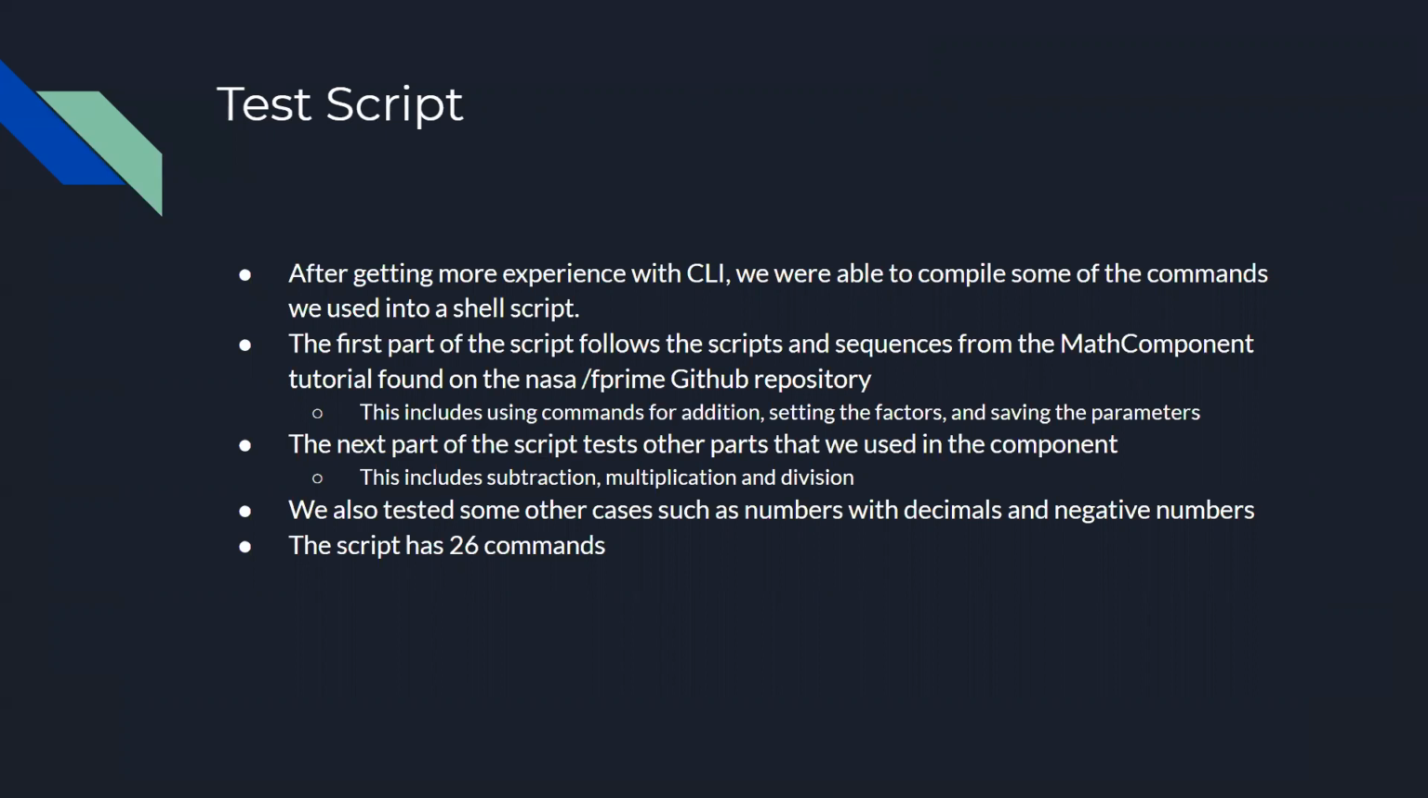The next part of the script tests other parts that we use in the component. This includes operations such as subtraction, multiplication, and division. We also wanted to test some other cases with numbers, such as numbers with decimals and negative numbers. Overall, we ended up with 26 commands for this script.